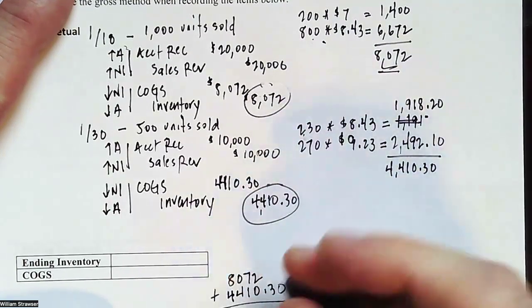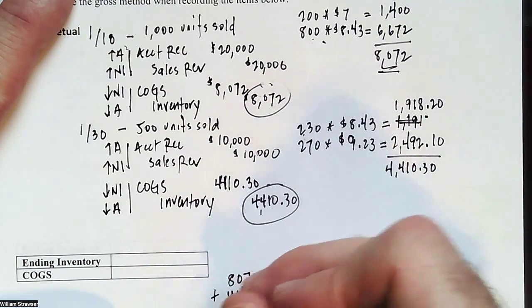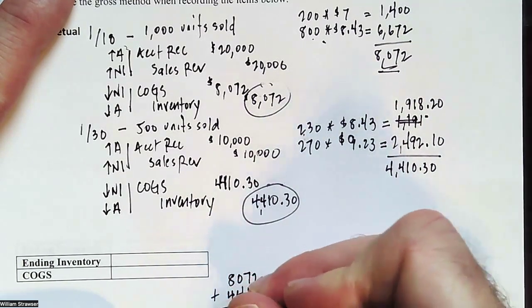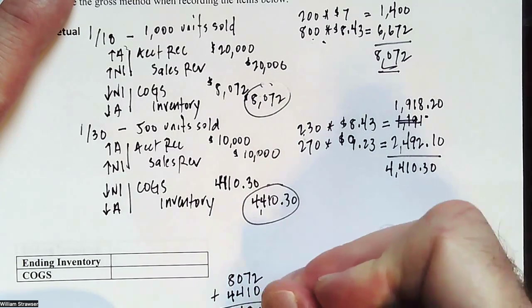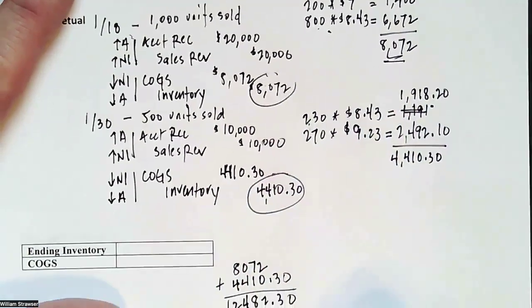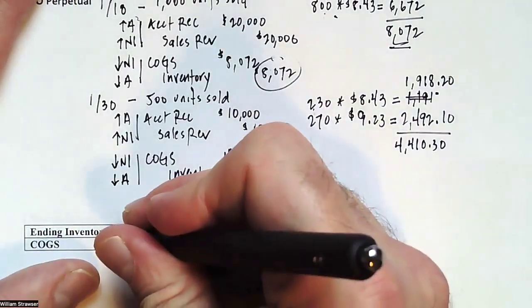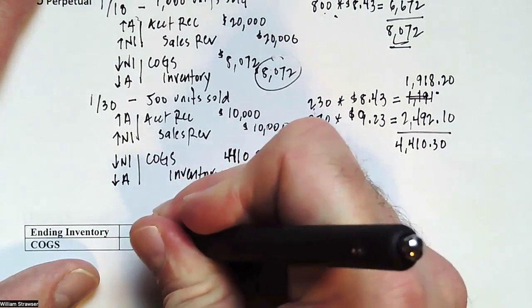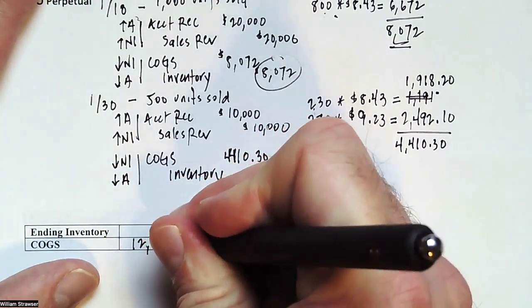I add those together. Nothing carries over. 12, 4, 8, 2, 30. $12,482.30.